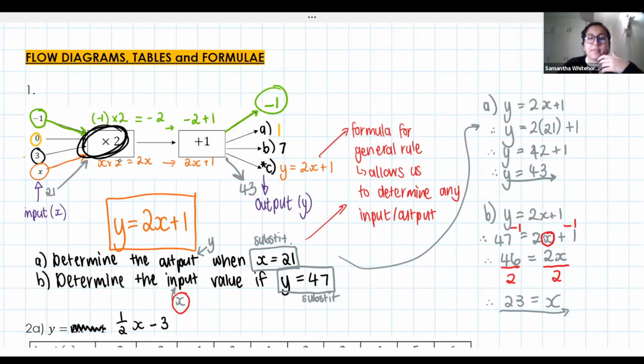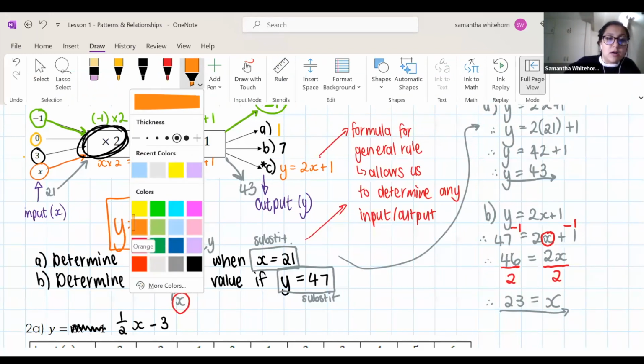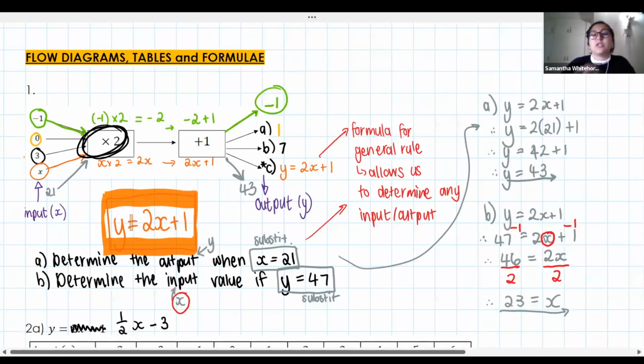Yes, ma'am. Okay, good. All right, so guys, flow diagrams and formulas, or these equations, are two of the ways that we need to be able to work with relationships. The formula, so this y is equal to 2x plus 1, is probably the more important of the two representations, because that's what we're going to use more and more of. But using a flow diagram is so important, and so important for you to be able to understand.